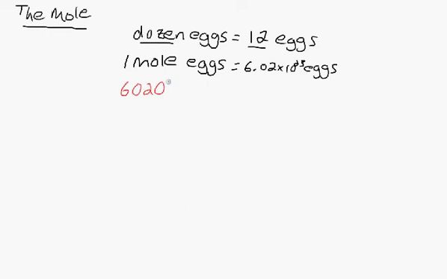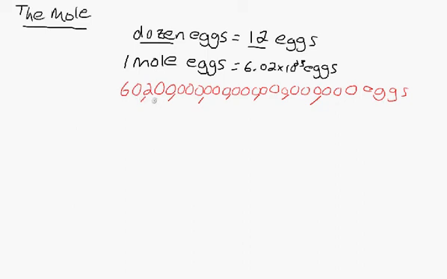602, and then 21 more digits, eggs. And so I could divide this up into thousands, so I split this up, and you would see that you would have 602 thousand, and so on, of eggs. So you have a lot of eggs there.